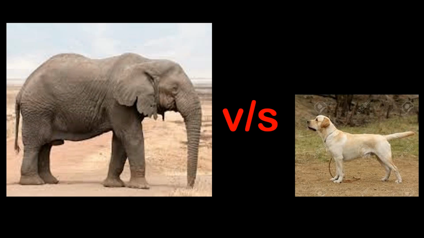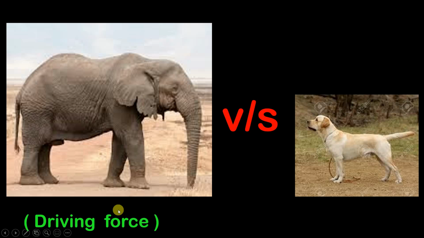Am I right? See, this elephant will apply greater force as compared to the dog, and it will try to pull the rope towards himself, and because of this he is able to win the game. Because of the force that he is applying, he is able to pull the rope, and because of that he is able to win the game. Therefore we say that in this case the elephant is going to apply a driving force.